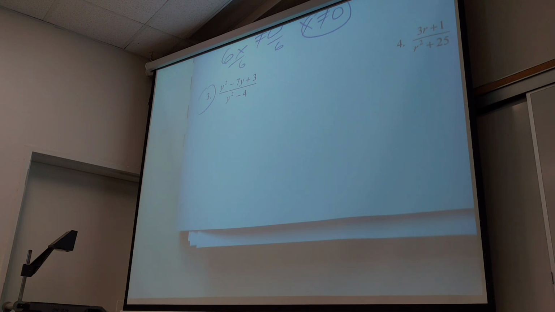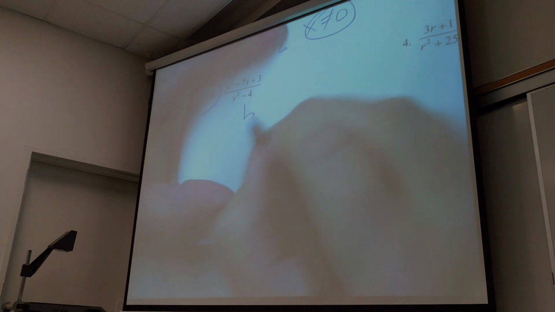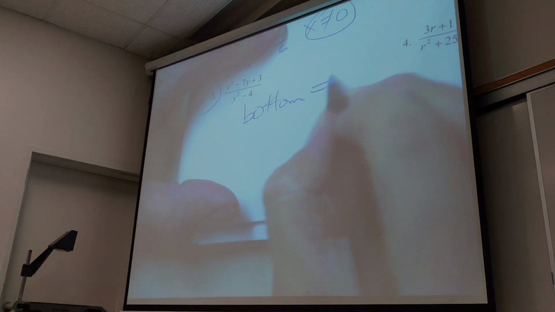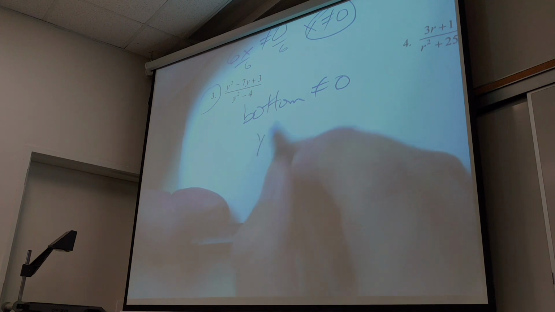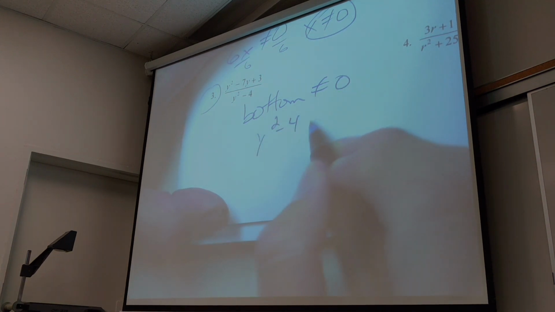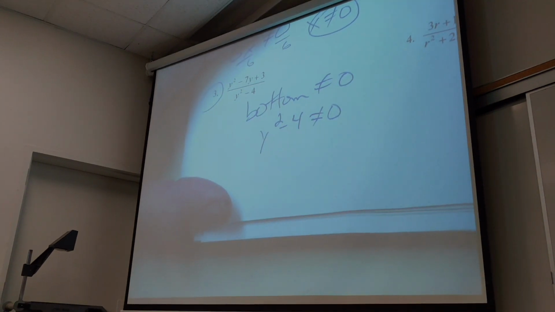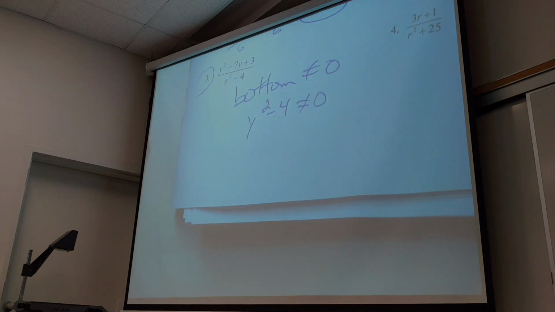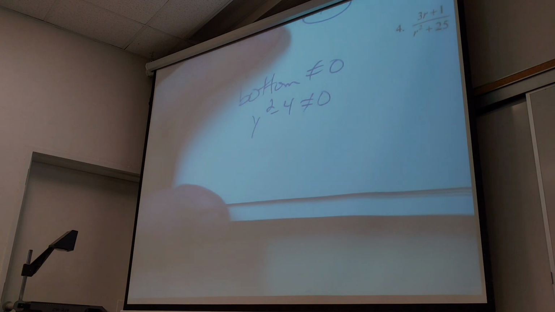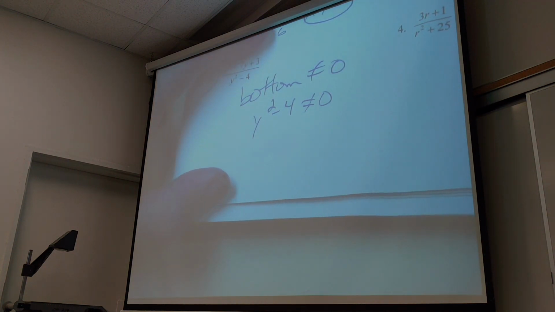So what makes this thing undefined? If the bottom is 0. So I can't let that happen. So the bottom can't be 0. What is the bottom? Yeah. Now you take it out of English and you put it into Mathish. Now how do you solve that? You factor it. Factor it, yes. Cool, just like the last test.